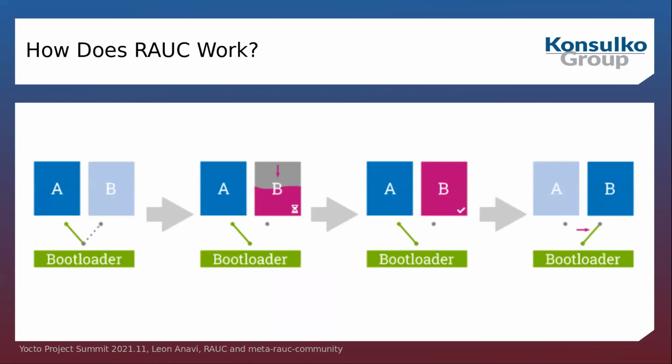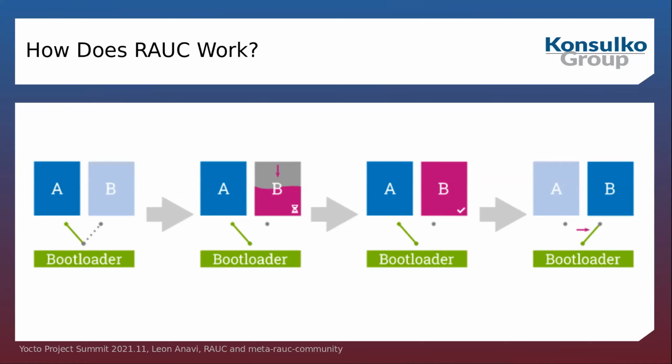So how does RAUC work? On the first image here, we have an embedded device that has been booted and is working with the A partition. The A and B partitions should be identical. Of course, there could be far more sophisticated use cases, but the most common way to use A/B updates is to have two identical partitions, let's say A and B. So at the beginning, we have the device working with the A partition, everything is okay, but at one moment we need to download and deploy an update.